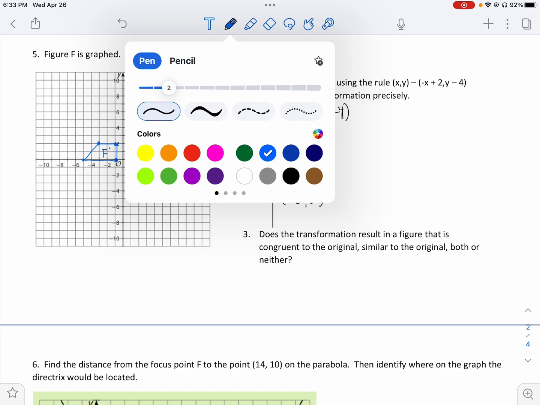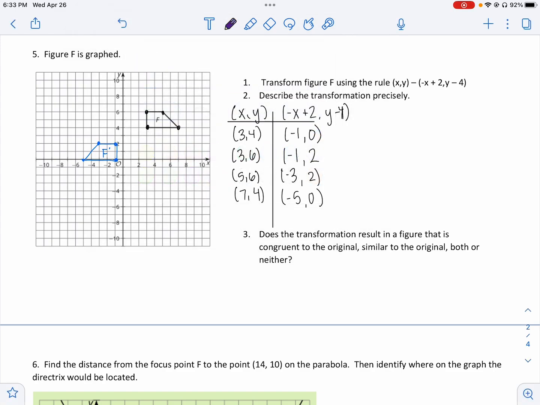So to describe the transformation precisely, we can see with this negative x that is somehow reflecting, and we can see that the figure reflects to the other side, and it reflects over the y-axis. So precisely say reflect over y-axis. We can't just say it's a reflection. We have to say what line it's reflecting over.